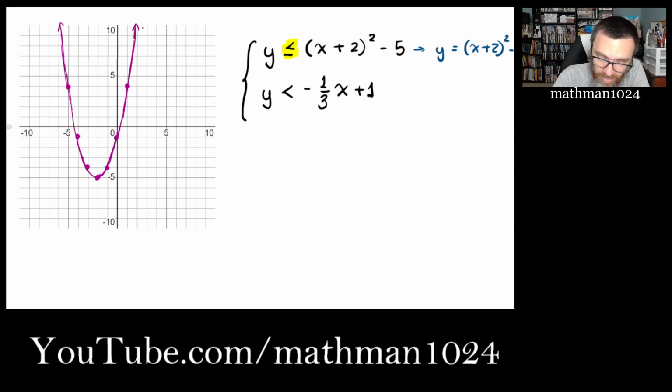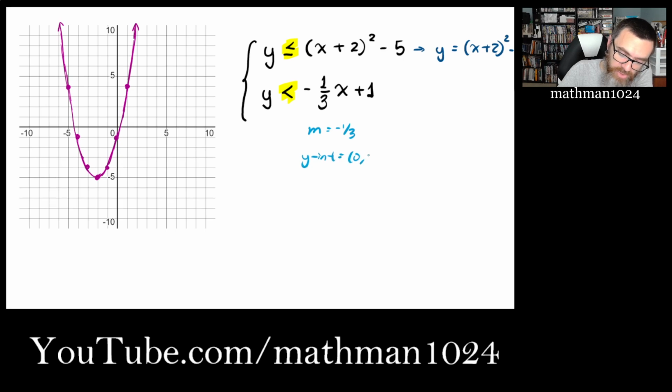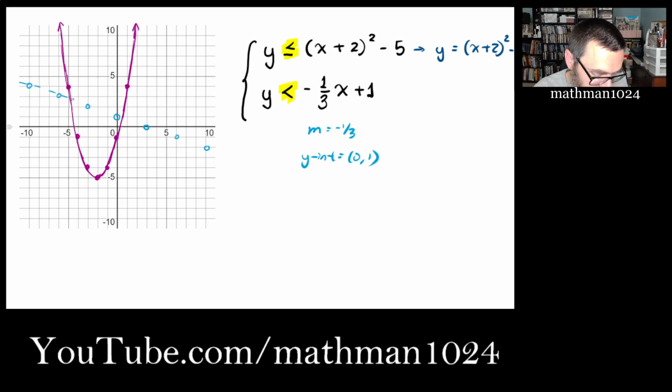All right. The other guy is less than but not equal to, so he's going to be dashed all the way. And we know that he has a slope of negative 1/3 and a y-intercept of (0, 1). So he's going to start at (0, 1), but it's going to be open because it's less than but not equal to, going down 1 and over 3. So something like that. And we get more points going up and to the left. He is going to be dashed. So let's do a nice dashed line for him.